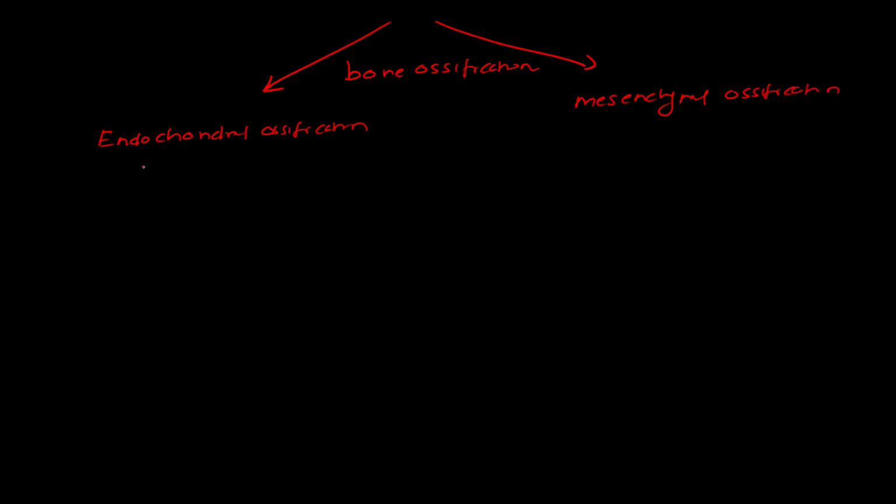Endochondral ossification is usually evident in long bones. Initially, what you would see is a cartilaginous model of the bone. Later, this also consists of a periosteum layer, which is known as the periosteal collar or the bone collar.